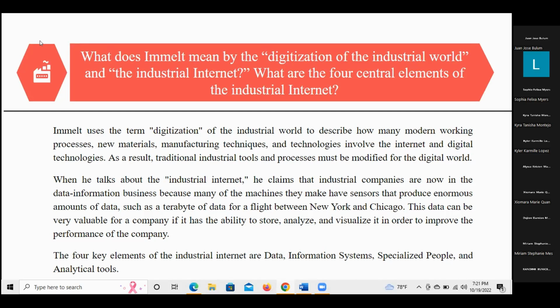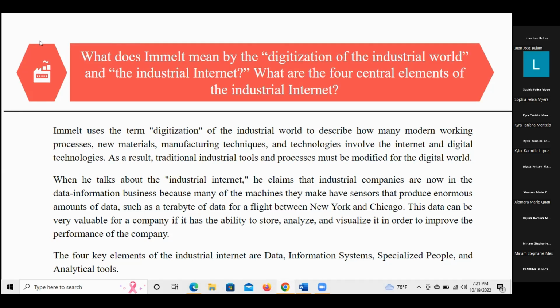So in the video, Immelt uses the term digitization of the industrial world to describe how many modern working processes, new materials, manufacturing techniques, and technology involve the internet and digital technologies. As a result, traditional industrial tools and processes must be modified for the digital world.